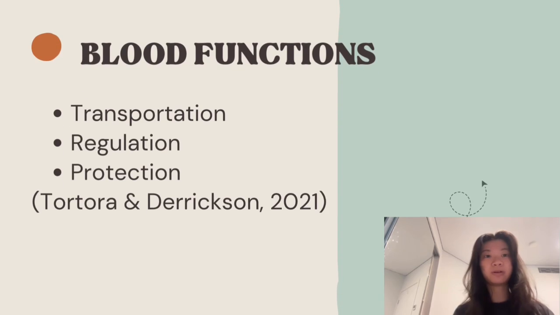So the blood has three main functions. The first one is transportation. They transport oxygen from the lungs to the cells of the body and transport carbon dioxide from the body cells into the lungs. They also carry nutrients from the gastrointestinal tract to the body and hormones from the endocrine glands to the body cells.